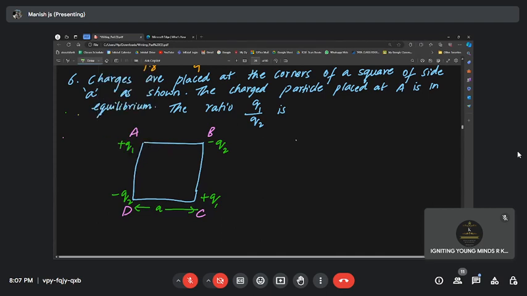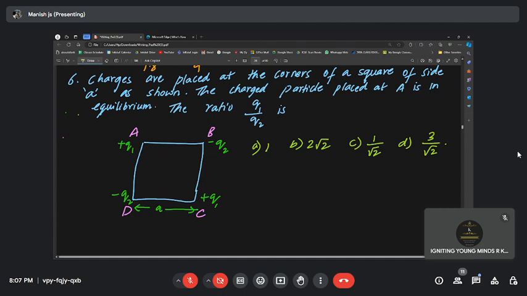Having this, I'll give you the options. Option A is 1. Option B, 2 root 2. Option C, 1 upon root 2. And option D is 3 by root 2. So these are your options: 1, 2 root 2, 1 upon root 2, and 3 upon root 2.